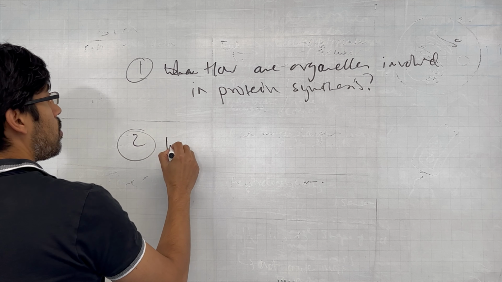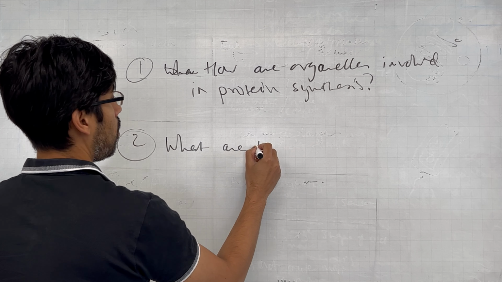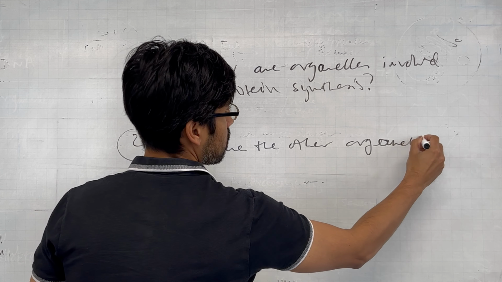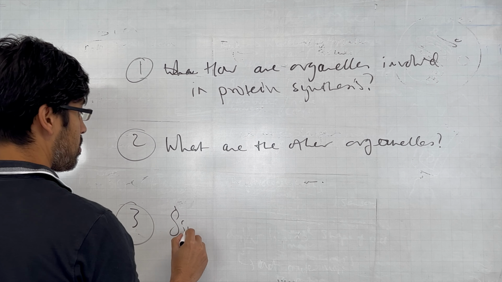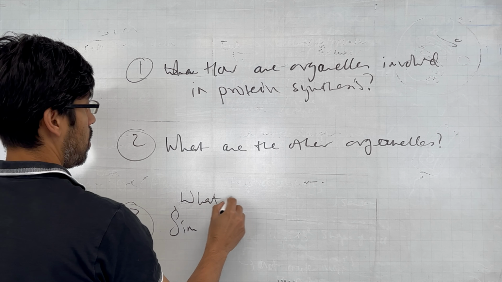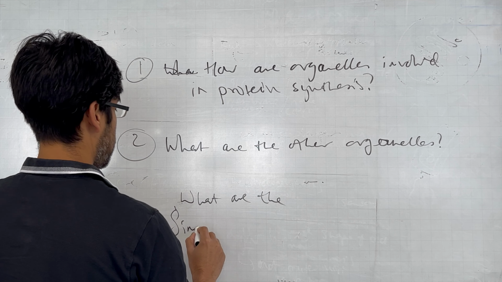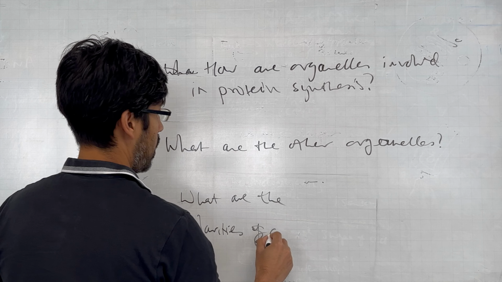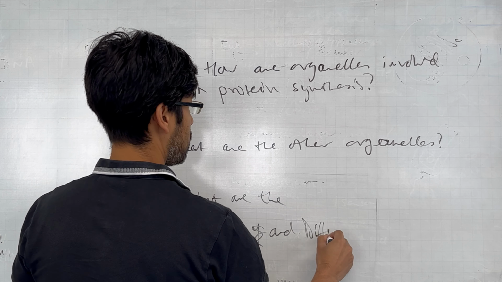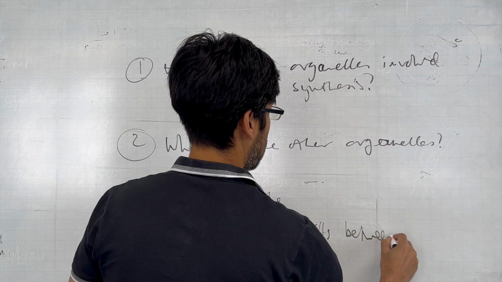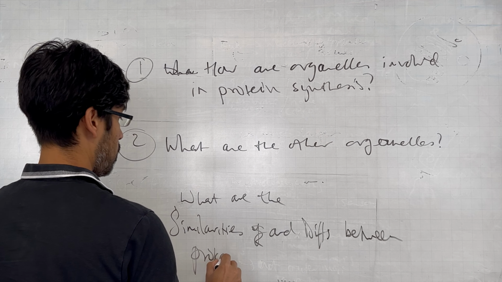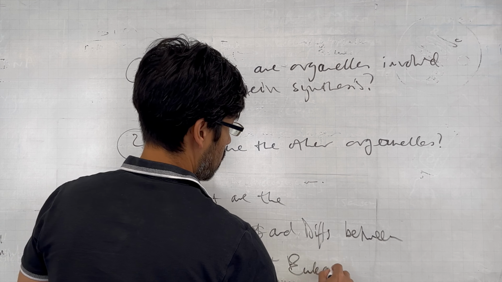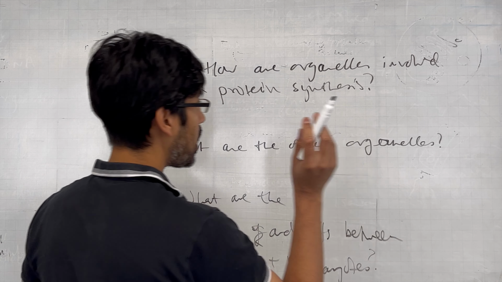Second, what are the other organelles? Similarities. Third, what are the similarities and differences between prokaryotes and eukaryotes? And we get to work.